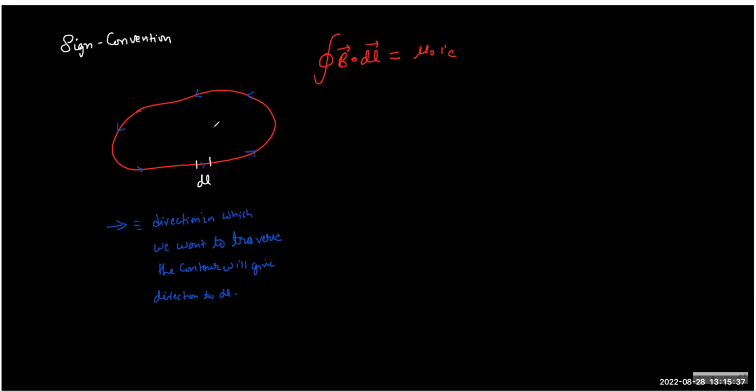So let's say if I'm traversing this sense, so we can take the right hand rule, and if you take the curl of the fingers as per the traversing direction, the thumb will give you the positive direction. So for this loop, the positive will be upward. So below will be negative. Is this clear? Is this part clear?